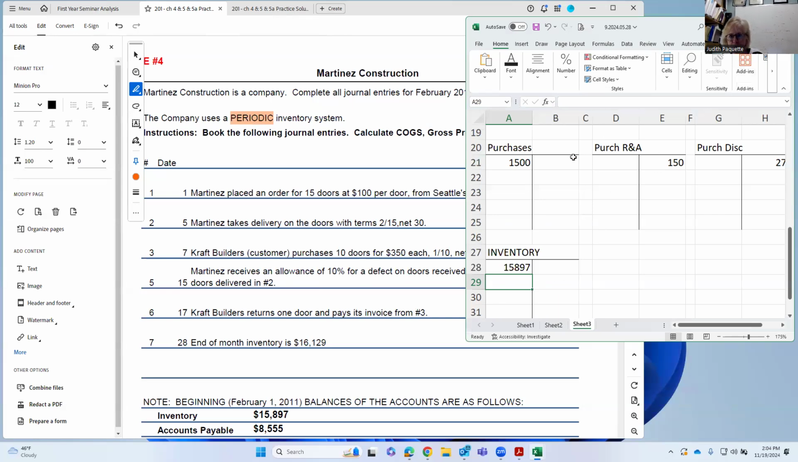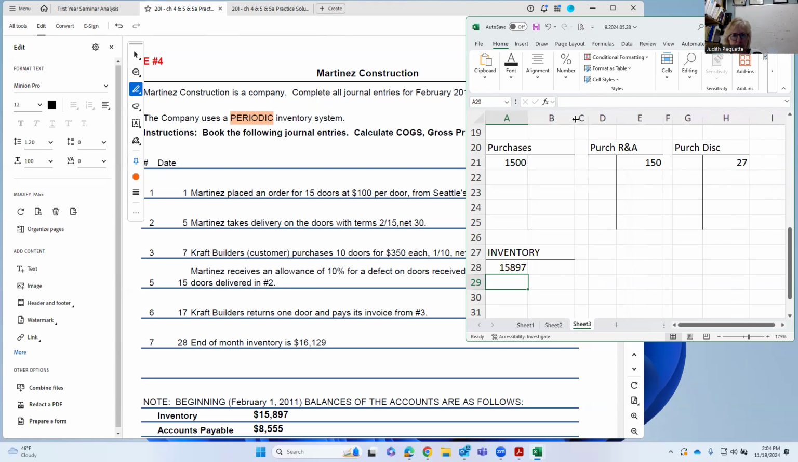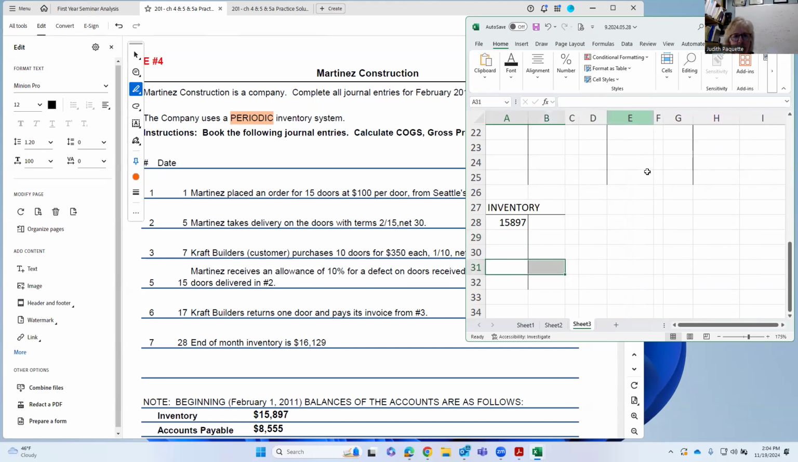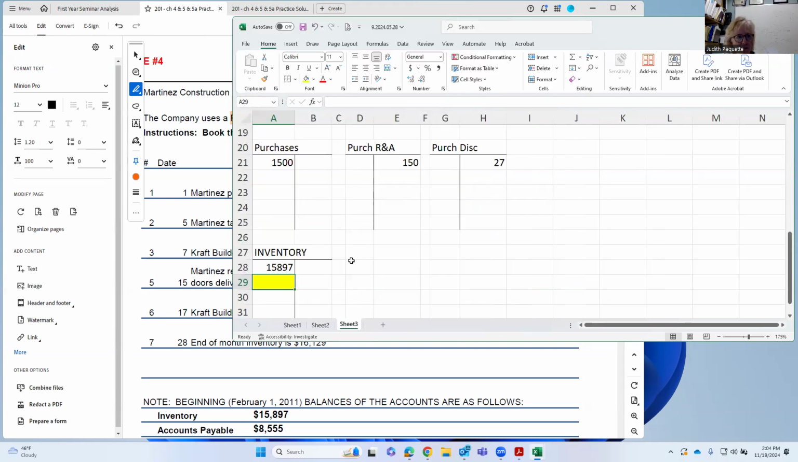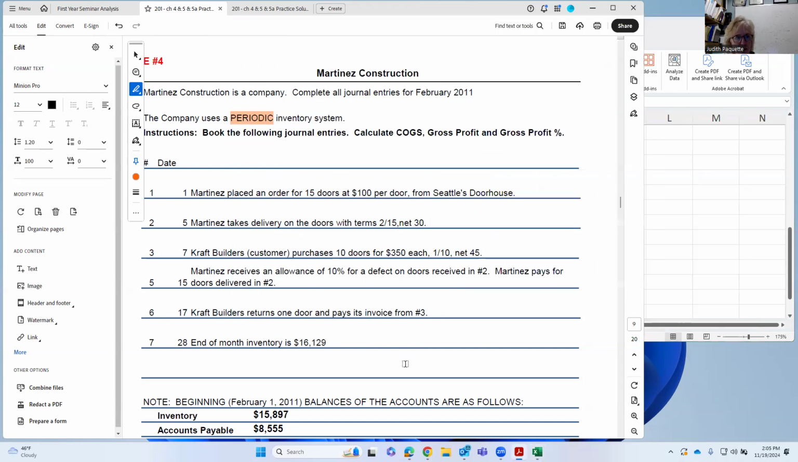Okay, so here's our balances right now. And this is important because this is going to help you make this last journal entry. We have to update cost of goods sold and ending inventory. It's telling us here end of month inventory is 16,129. So my goal is to get this ending balance to 16,129. I need a journal entry to help me do that, so I'm going to put a marker there to show me that I need to build a journal entry.